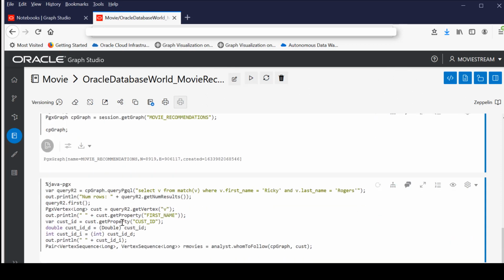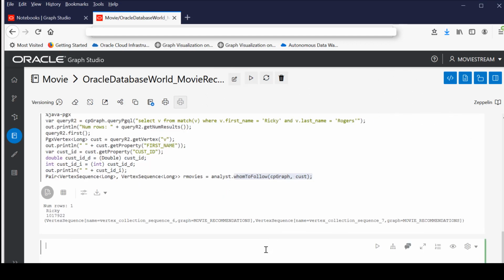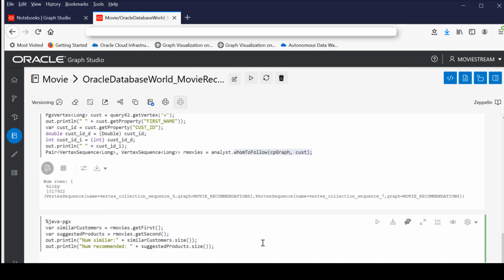So you can see here I am selecting a vertex, the vertex object for the customer Ricky Rogers, and here I am running the Whom to Follow algorithm. And this algorithm returns two lists. One, a list of customers belonging to the cluster that Ricky Rogers belongs to, and Ricky Rogers is the customer of interest here, because that's whom we have selected.